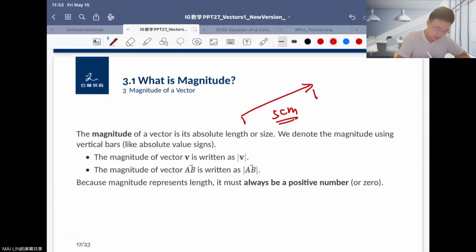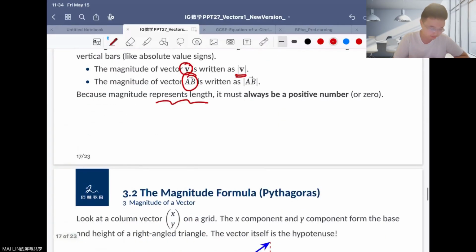So here, the magnitude of vector v can be written as the modulus of v. So we can just consider it as the length of v. And also, if we have a vector AB, we can say the magnitude of AB is the modulus of vector AB. So that is the magnitude meaning. Since magnitude represents length, it must always be a positive number, or if there is no length, then it is zero.